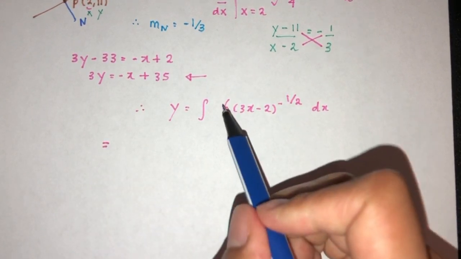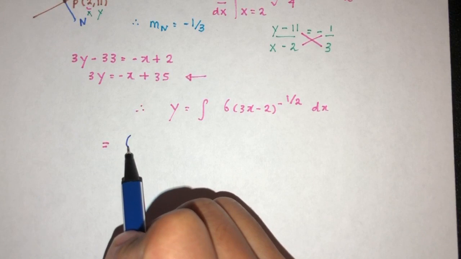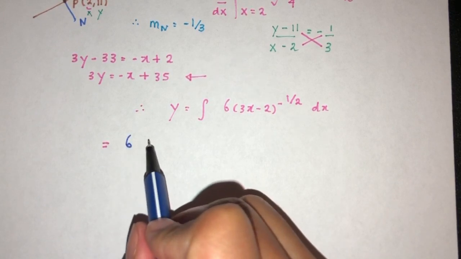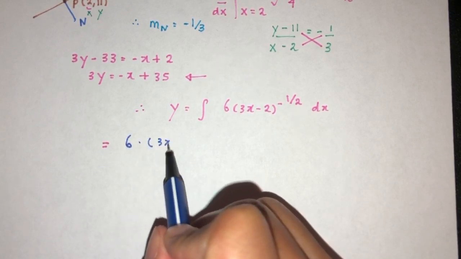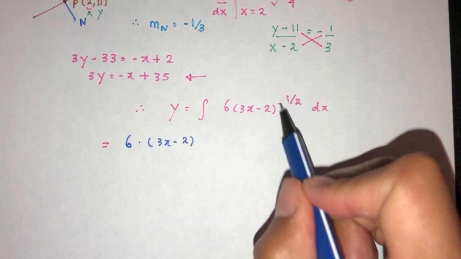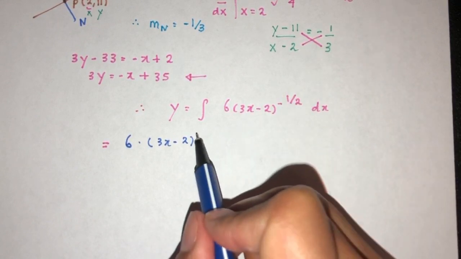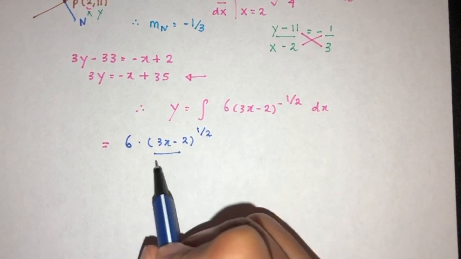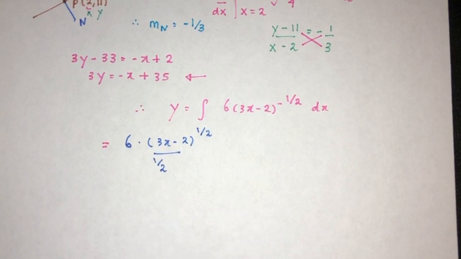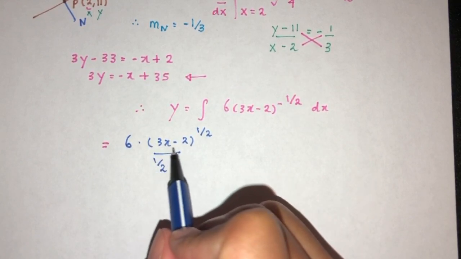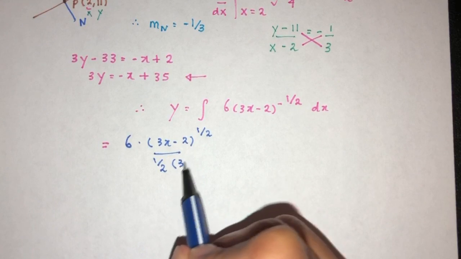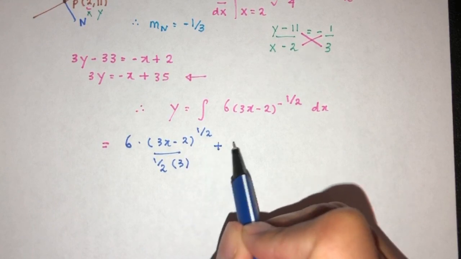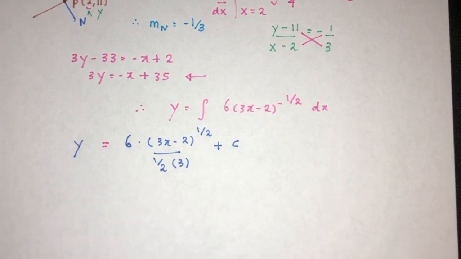So first thing first, 6 is only a multiple. We can take this outside, right? Then we have 3x minus 2. We can increase the power by 1, so minus half plus 1 should be half. Then divide by the same power, right? And then divide by d by dx, so the value inside should be 3. And that should be plus c at the end. This is y equal to this.